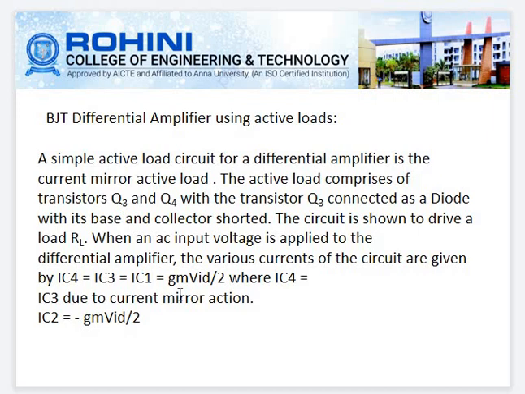When an AC input voltage is applied to the differential amplifier, the various currents of the circuit are given by IC4 and IC3, which is equal to the collector current of Q1, that is equal to GM into differential input voltage by 2. So IC4 is equal to IC3 due to the current mirror action. That is, the input current is equal to the output current. Then IC2 is equal to minus GM into VID by 2.